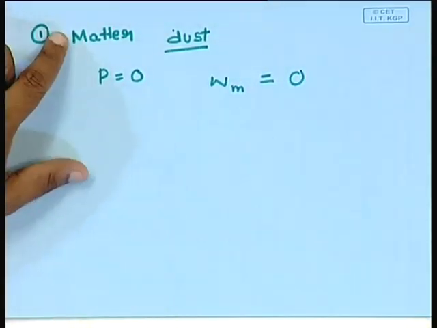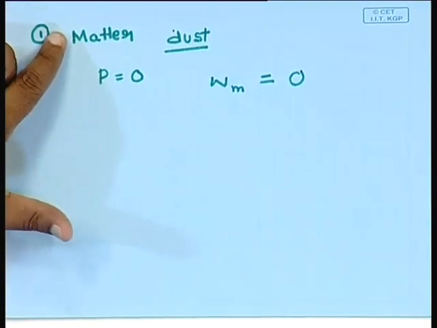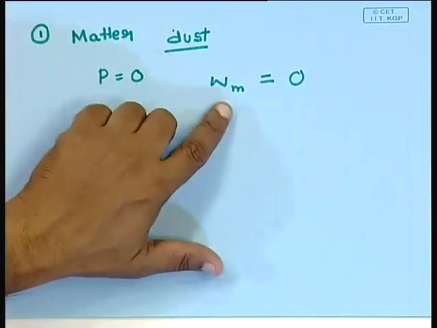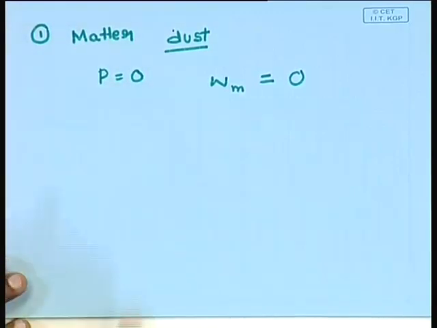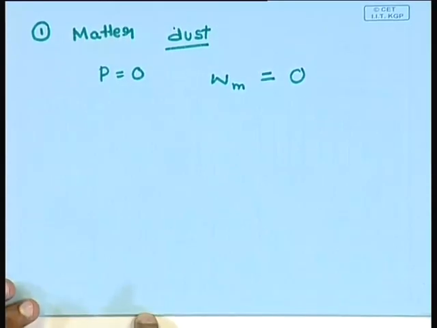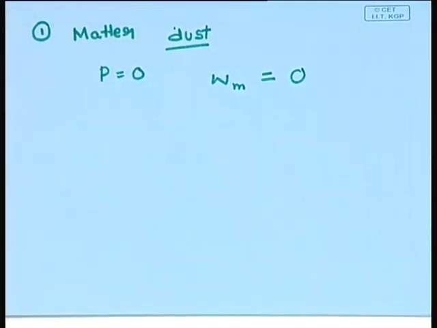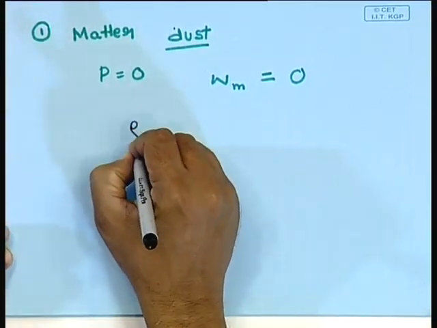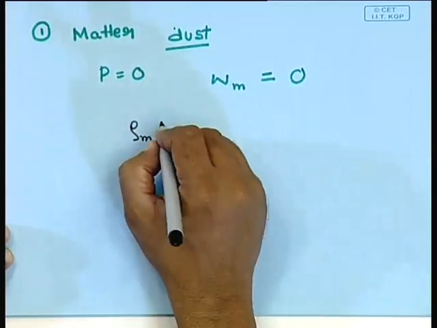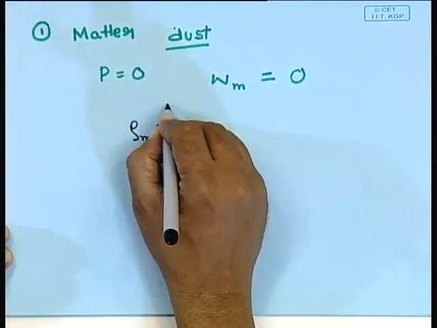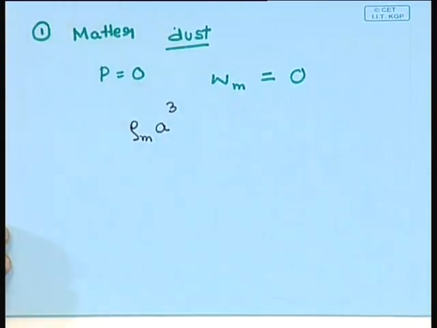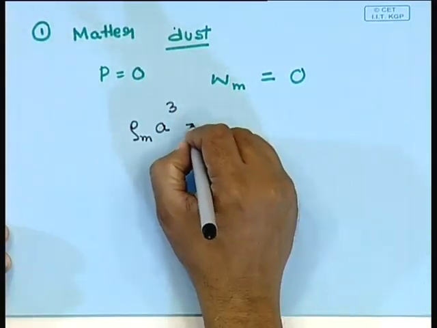And we have already worked out a solution where we only have this component. We have discussed this to some extent in previous lectures, and we have worked out one solution where there is only this component. Now, the density of this component scales as a to the power minus 3, since W is 0.